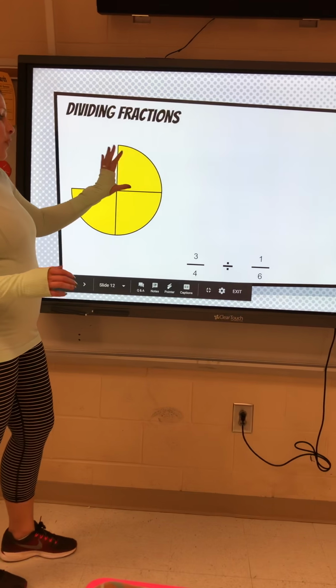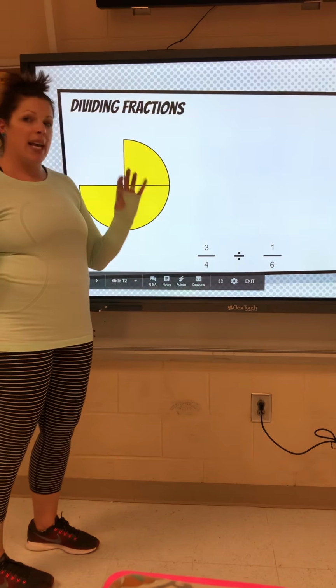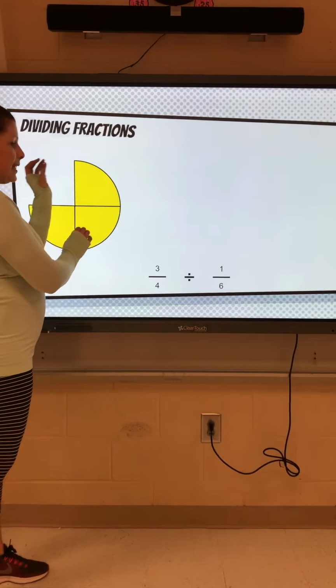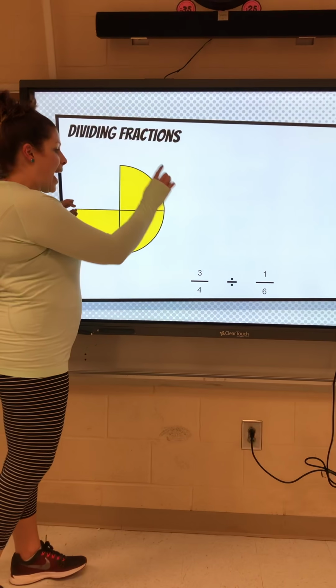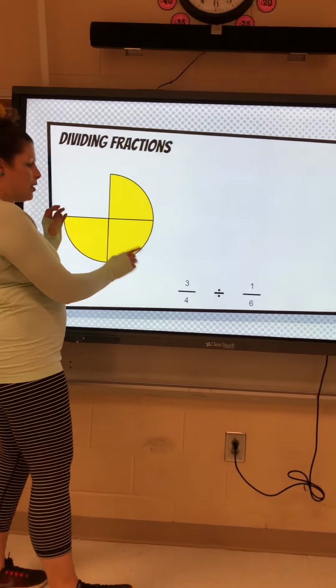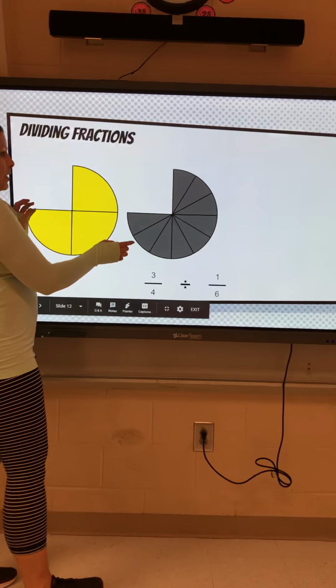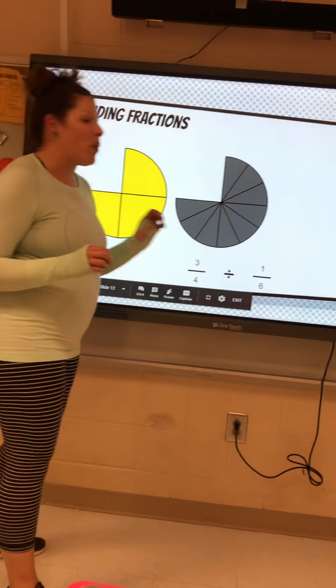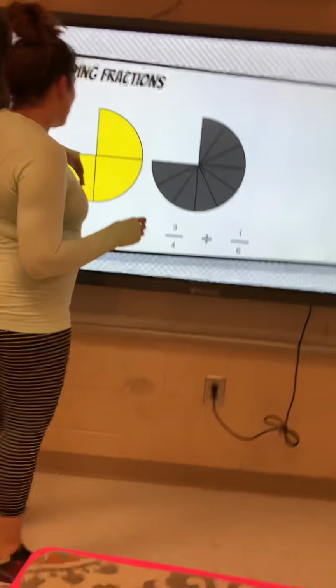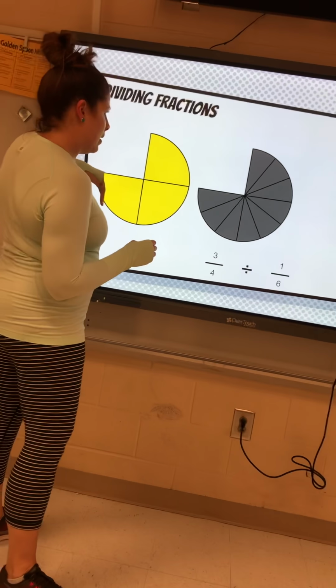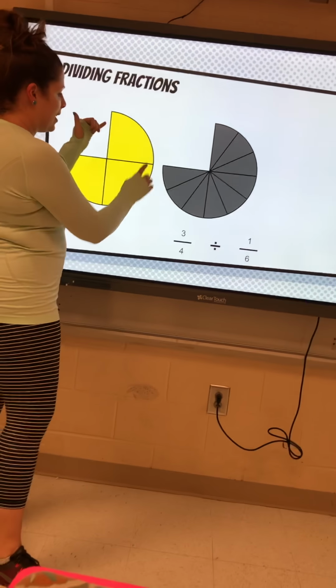All right. 3/4 divided by 1/6. Here again, I would lay my 1/6 pieces on top, right? To see how many 1/6 are inside 3/4. Oh, they laid the 1/12 pieces down there, because it didn't go in evenly.